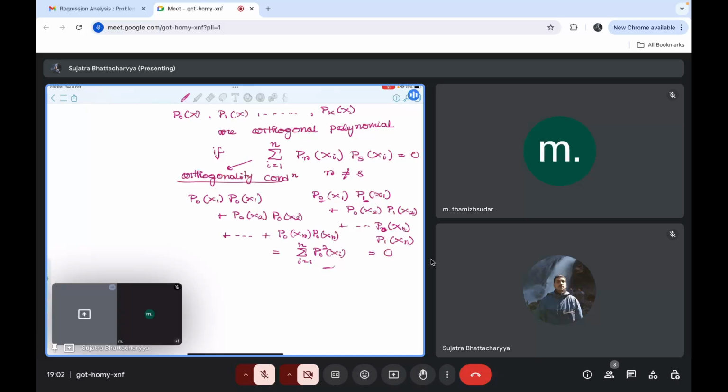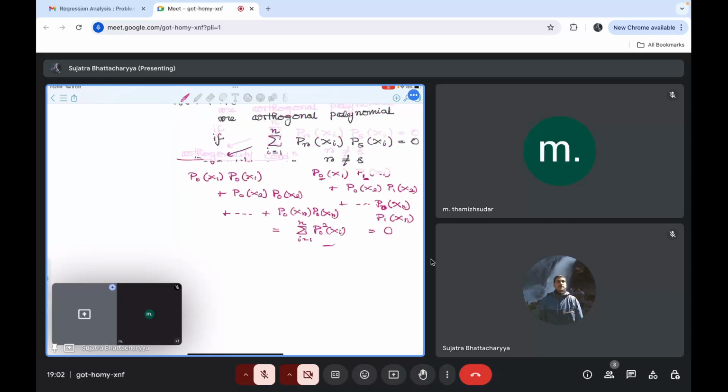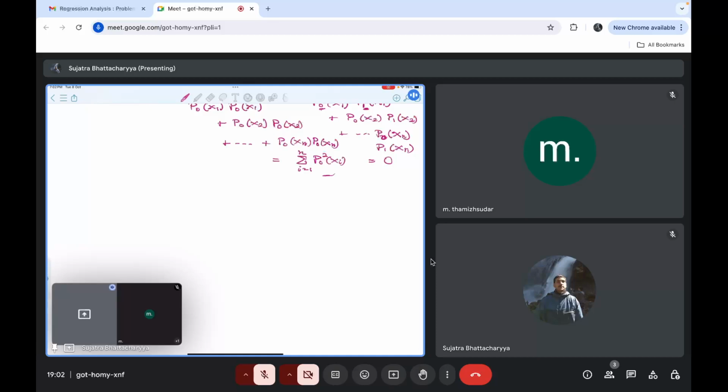You might have encountered this orthogonality of Legendre polynomials and all those things. It is quite similar to that, but the definition of these orthogonal polynomials is different. We will see how to generate the polynomials, which is different.